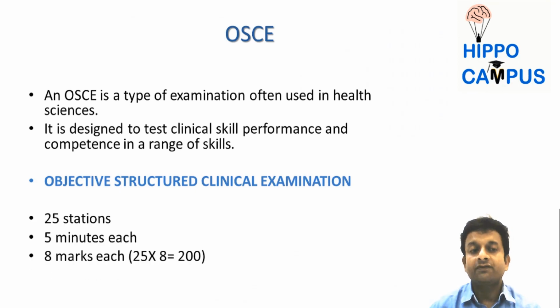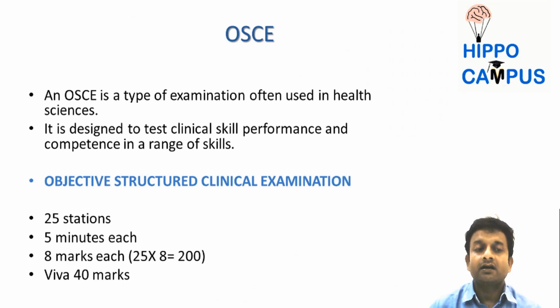According to the DNB notification, there will be a 25-station Oski examination. Each station will carry 8 marks and you will be given 5 minutes each. So a total of 200 marks, and at the end you will have a viva of 40 marks.